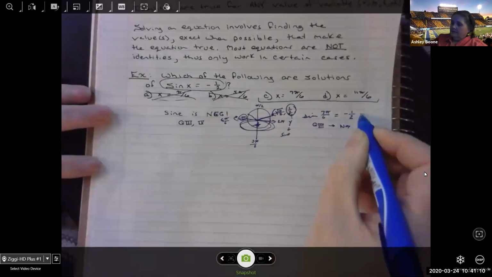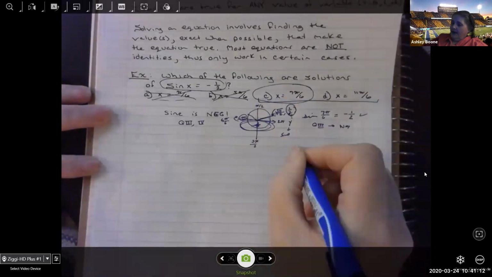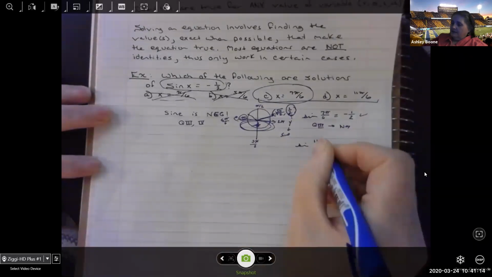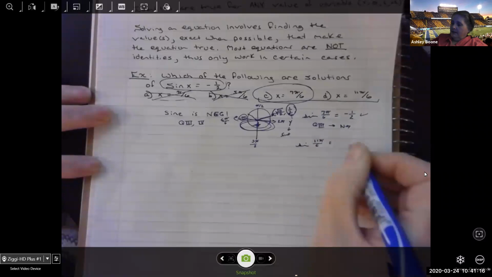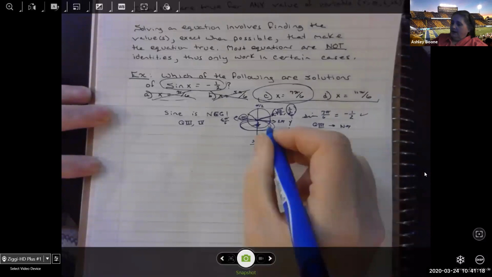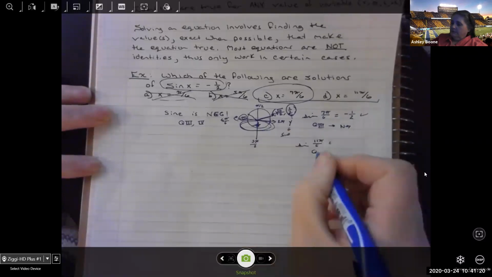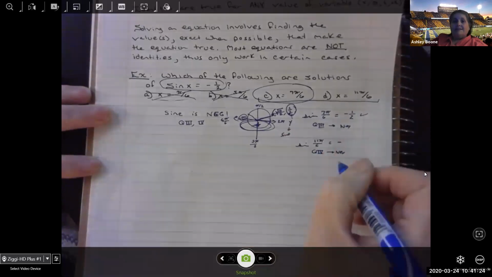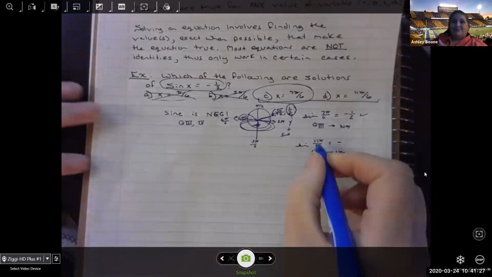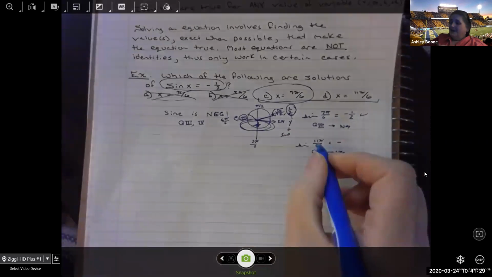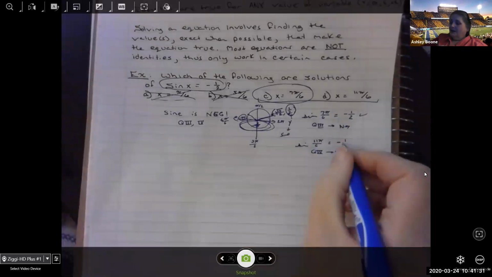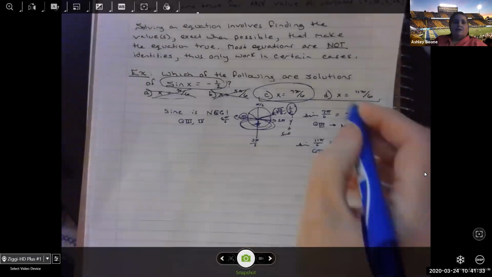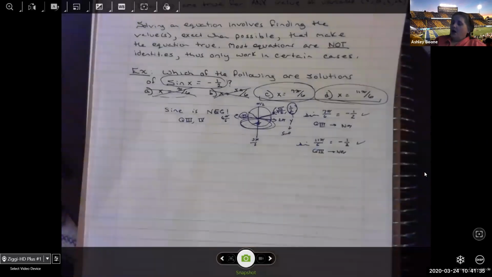C works. If we look at the sine of 11 pi over 6, again, 11 pi over 6 is almost 2 pi. That's quadrant 4. It's negative, so we know it's going to be negative. And it's one of the pi over 6 angles after being simplified. So that's going to be a -1/2. It checks out. So parts C and D work.